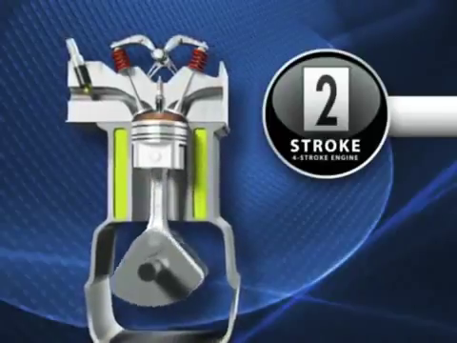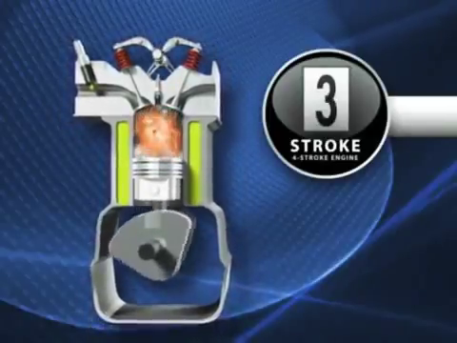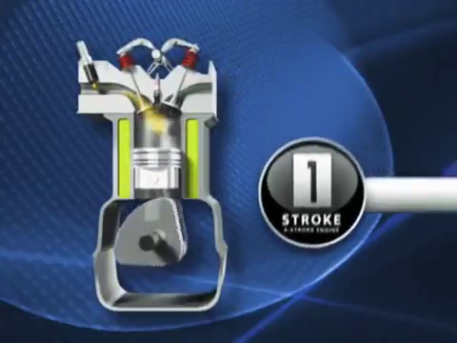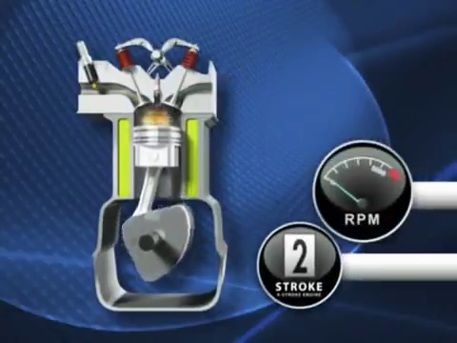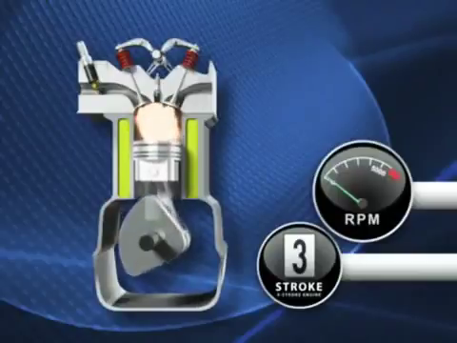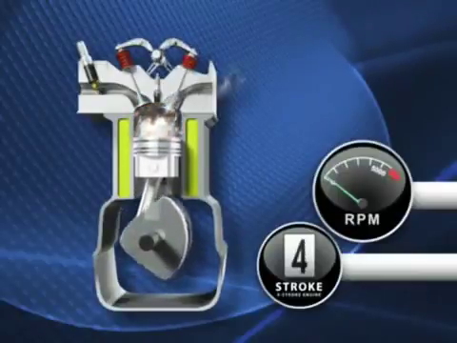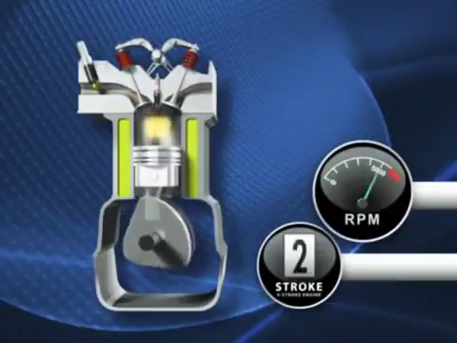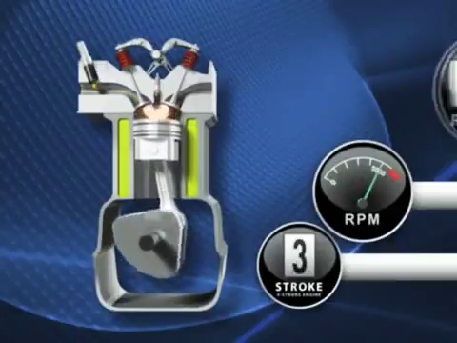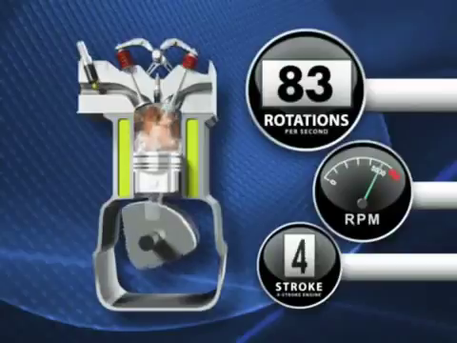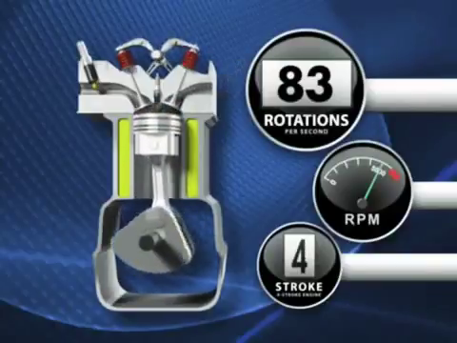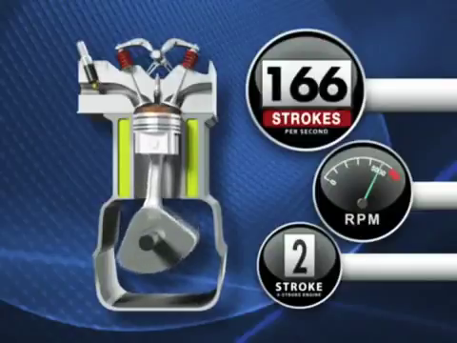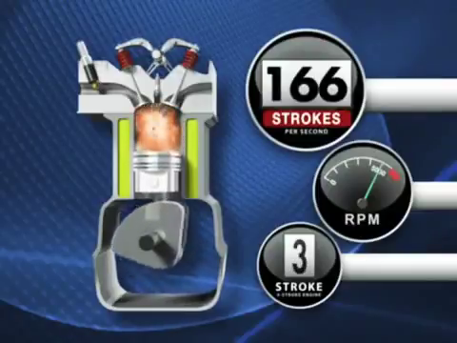It takes 1 up and down motion, or 2 strokes of the piston, to create 1 revolution of the crankshaft. RPMs, or revolutions per minute, is how many times the crankshaft rotates within that minute. At wide open throttle, the crankshaft may turn at 5,000 RPMs, or a dizzying 83 times per second. Meanwhile, the piston travels up and down 166 times in that same second.